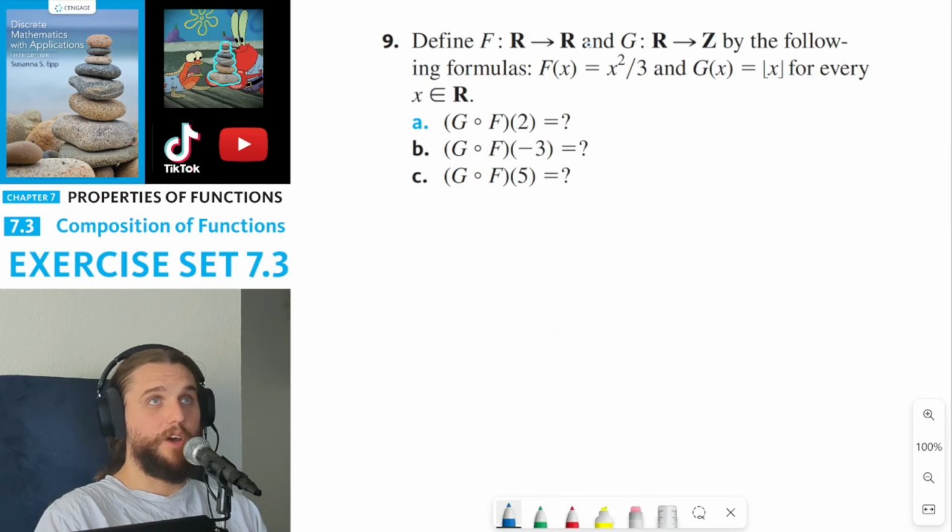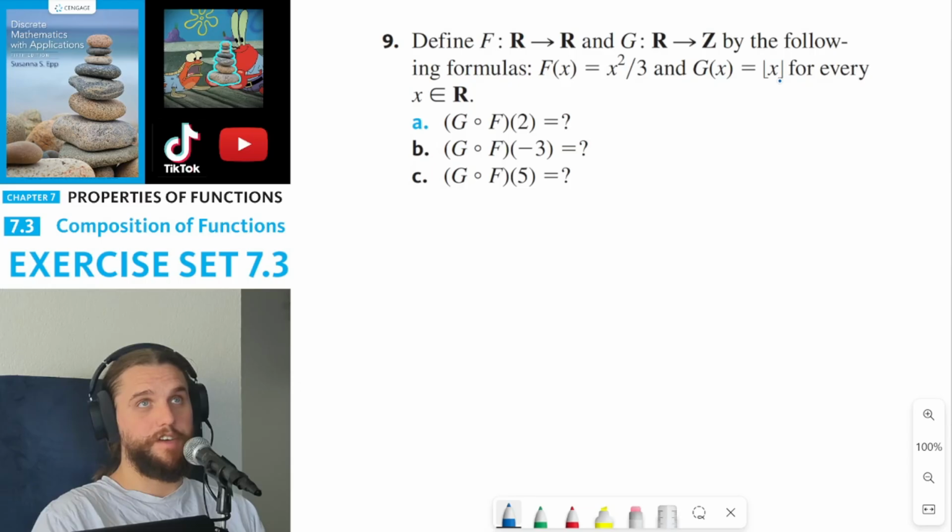Define f from R to R and g from R to Z by the following formulas. f of x equals x squared over 3, and g of x is the floor function of x for every x that's a real number. That's the same thing as rounding down, by the way. I'll show you what I mean by that in a second.